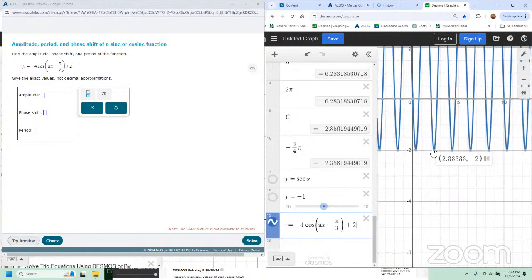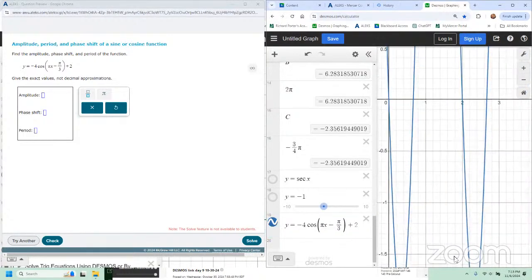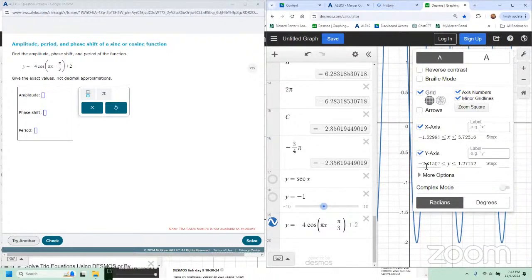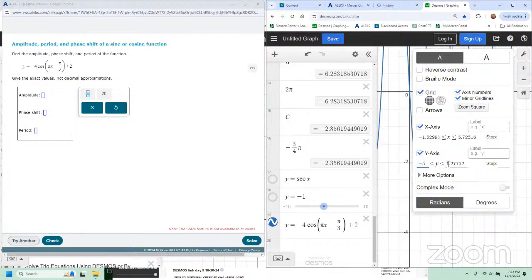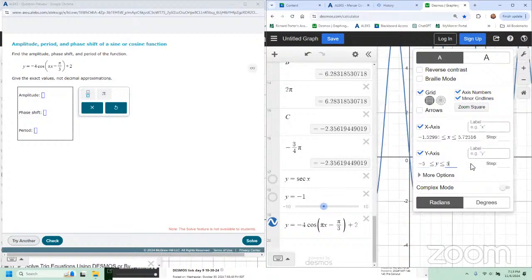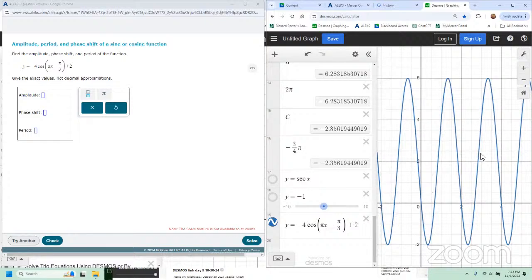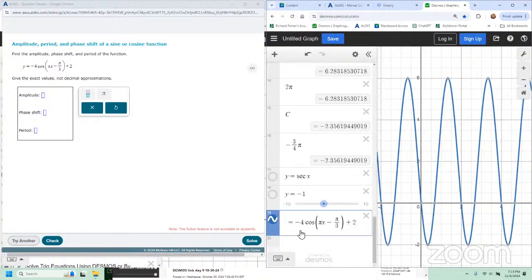Okay, let me zoom in, and I see it's going up and down by 4. So I should make the y values go like minus 5 to 5. That'll look better. Okay. So there, that shows going up and down. Anyway, the amplitude here, it's going up and down by 4 because that's the number. The amplitude is going to be 4.